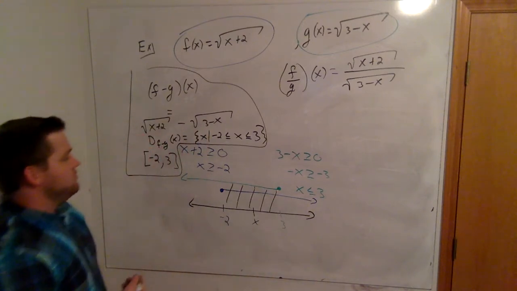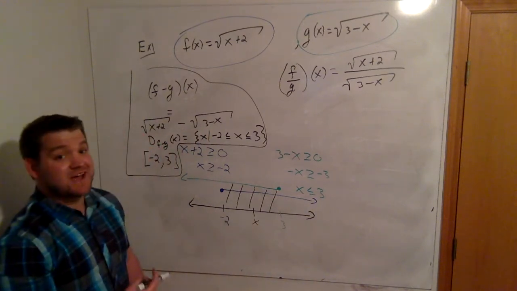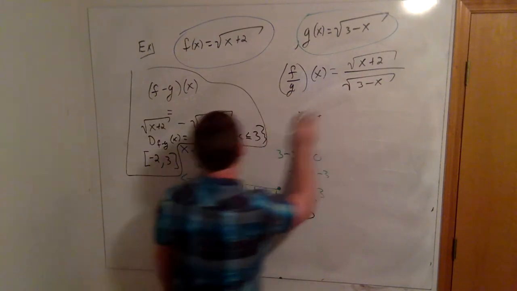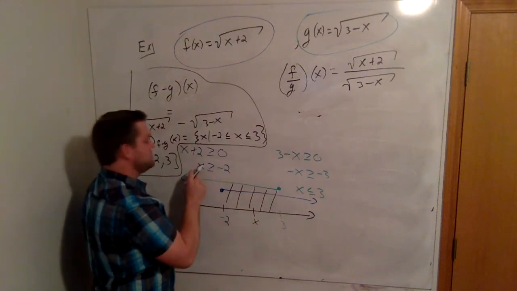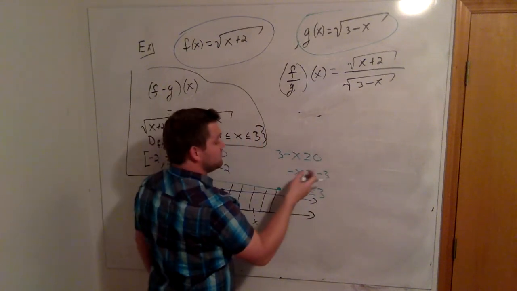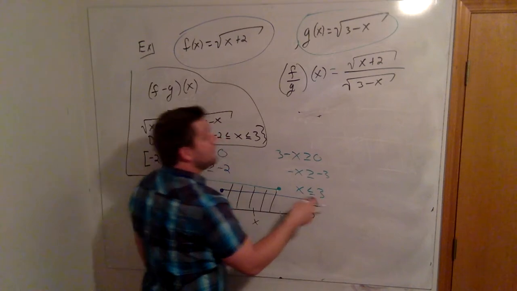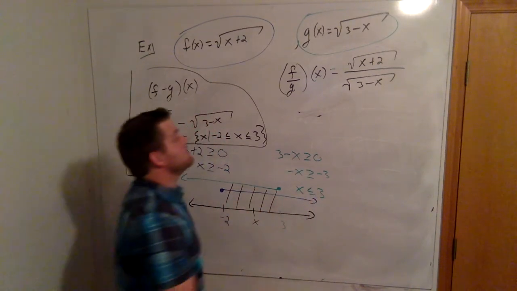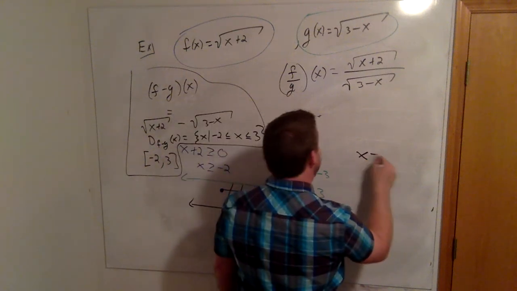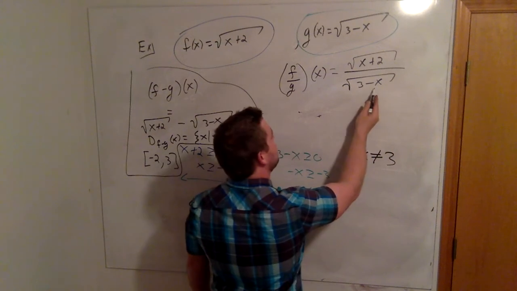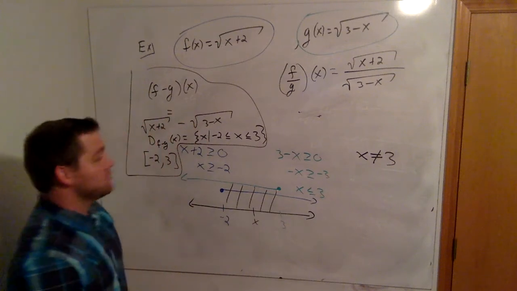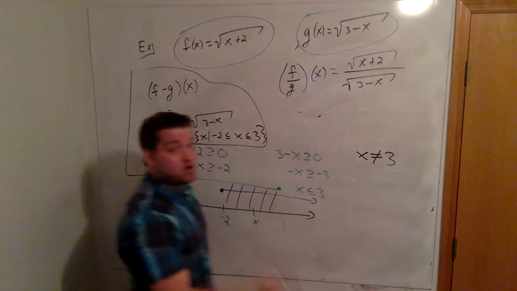Now the domain is going to be the same thing, but I have to remember there's an extra condition here. I still need x plus 2 to be greater than or equal to 0, so I still need x to be greater than or equal to -2. I still need 3 minus x to be greater than or equal to 0, so I need x to be less than or equal to 3. But I have to exclude values that make the denominator 0, or that make g 0. So I also have to note that x cannot be equal to 3. If you were to plug in 3, the square root of 3 minus 3, the square root of 0, is 0. So I have to exclude 3. So I have these 3 conditions I have to put all together.